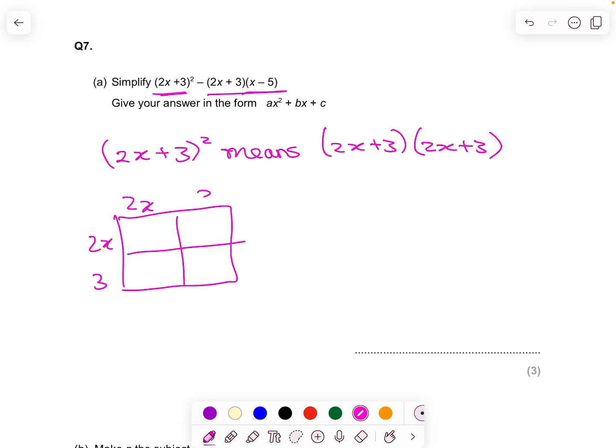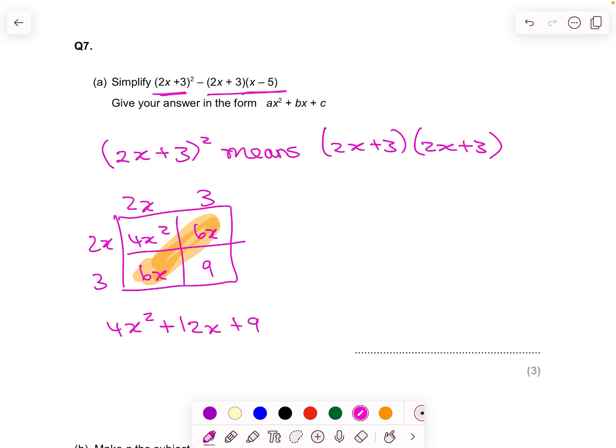So 2x plus 3. I fill it in. 2x times 2x is 4x squared. 2x times 3 is 6x. 3 times 2x is 6x again. And 3 times 3 is 9. I can gather like terms, so these two, I can gather those to make 12x. And so my answer here is 4x squared plus 12x plus 9.